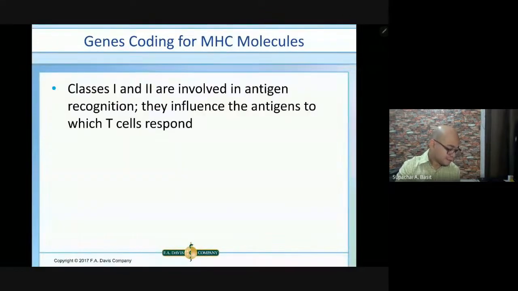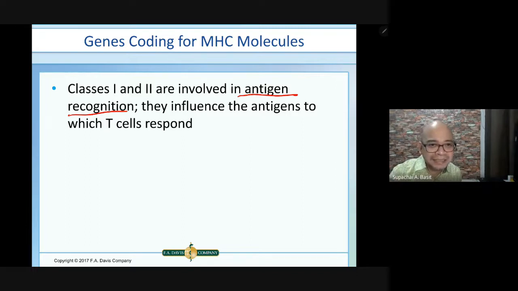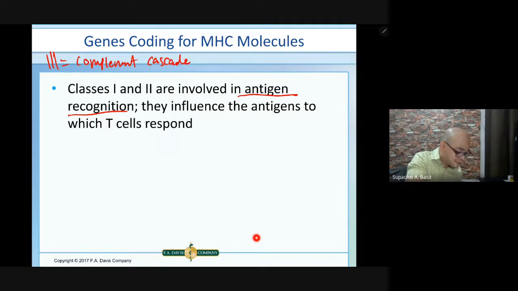So, let's talk about classes 1 and 2. Bakit class 1 and 2 lang tayo? Because they are the ones involved in antigen recognition, unlike class 3, which is involved in the complement cascade. So, take note, ha? Class 3 is involved in complement cascade, and we will not be discussing complement yet for today. For today, we will just be discussing classes 1 and 2, which is about the antigen recognition.